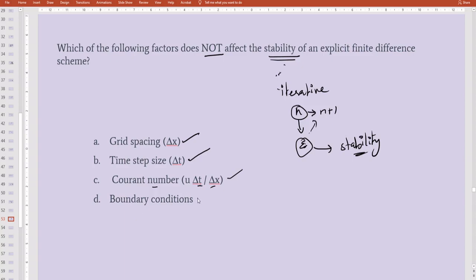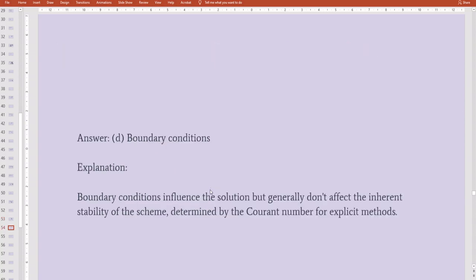And our last option, boundary condition. Boundary condition does not have any role in the stability of the scheme. It has importance in other ways, but it does not have any role in the stability of the different schemes. So our answer is option D, boundary condition.